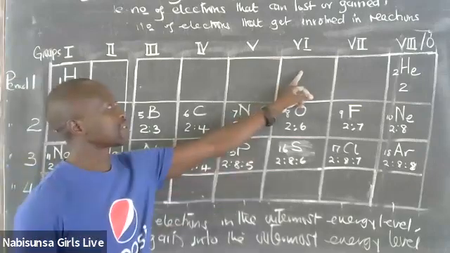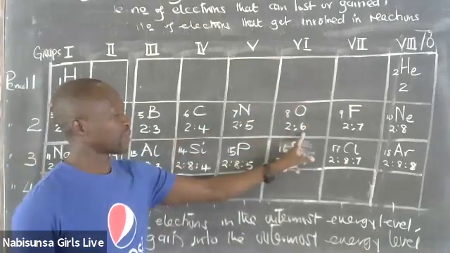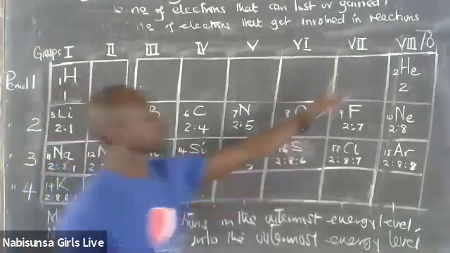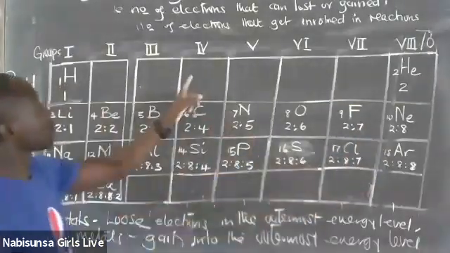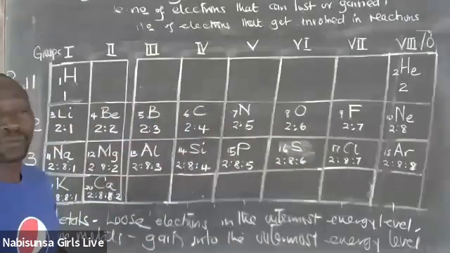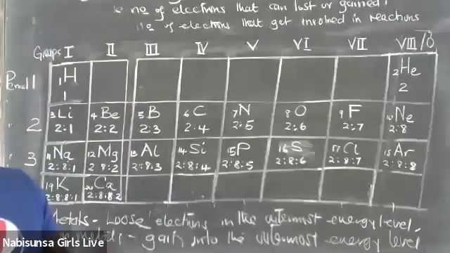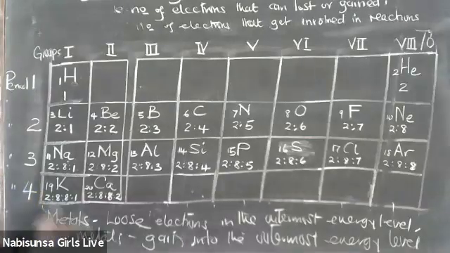What about group 6? They can gain 2 to raise the number to 8. Group 7 can gain only 1 to raise the number to 8. What about group 4? They will gain a total of 4 to raise the number to 8. Exactly. They gain 4 to raise the number to 8.